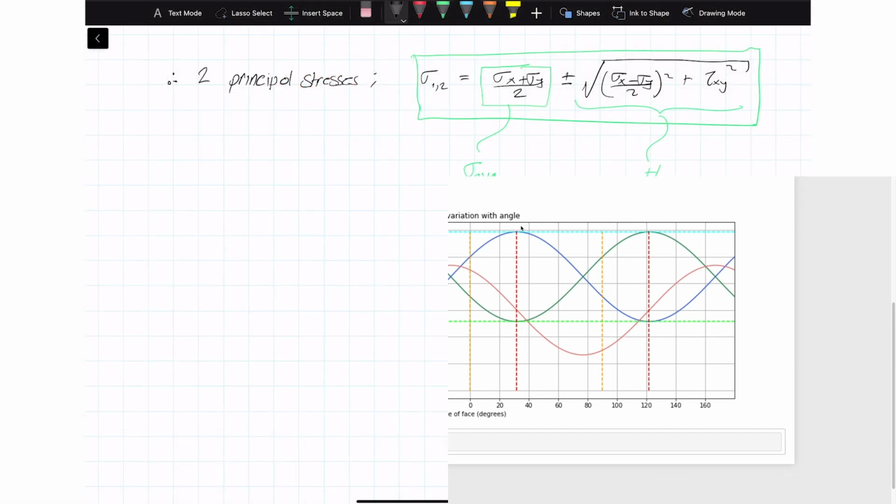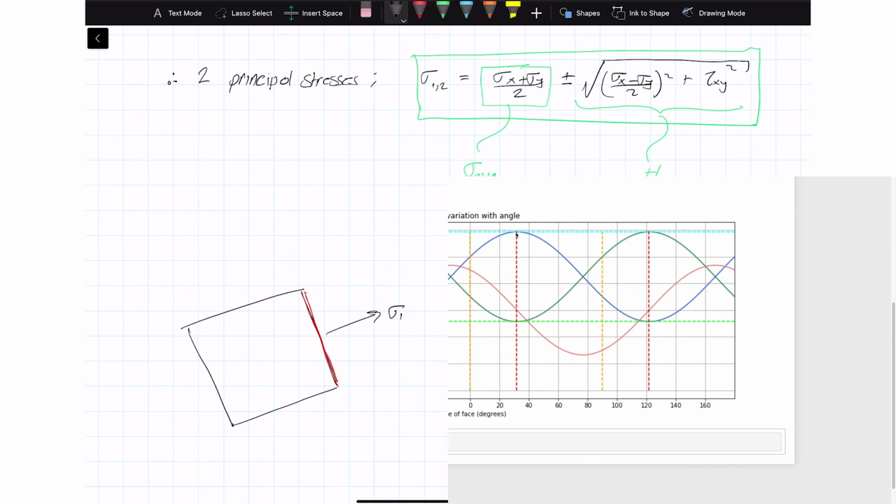So let's just look at our element here, just to really tie these two plots together, the plot and this diagram. We said we have one face orientated at 32 degrees, let's just call it, and we said the stress on that face was sigma 1 equal to 1.46 newtons per millimeter squared. And that was this point here, that was that point there.